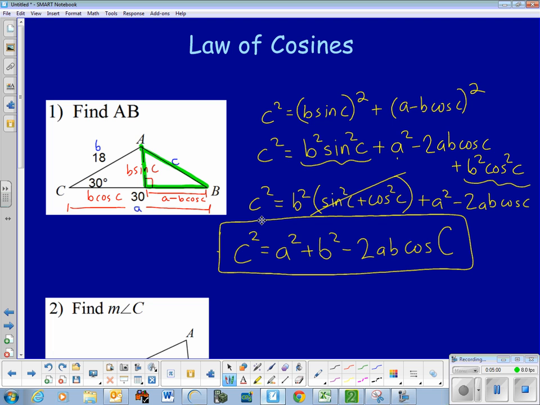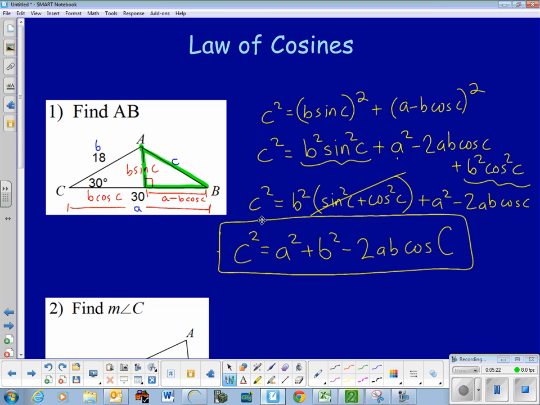What this will do is it involves all three sides and one of the angles. So if you have side, side, side, you can find an angle. If you have side, angle, side, you can find the missing side. And really, if you look at it, the Pythagorean theorem is just one special case of the law of cosines. Because what happens if C is 90 degrees?